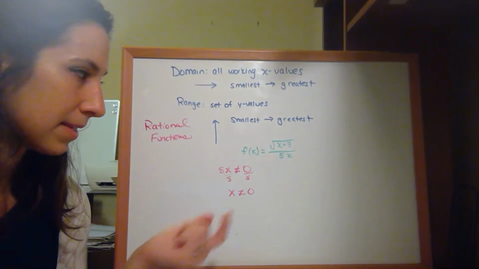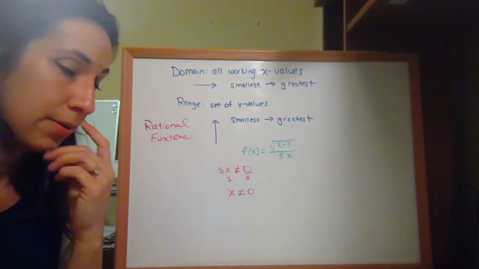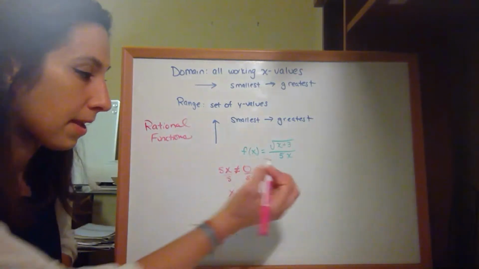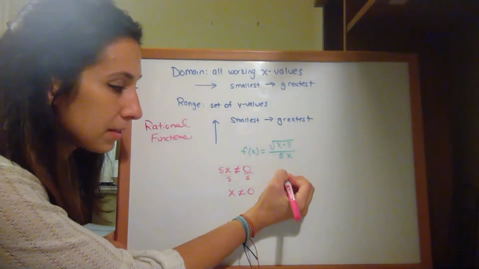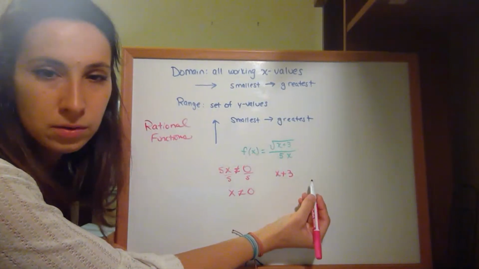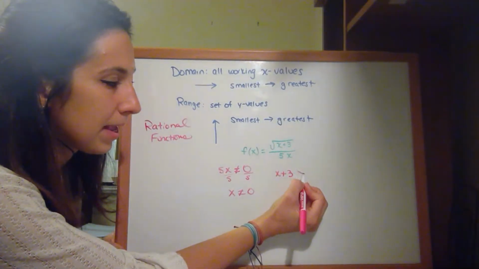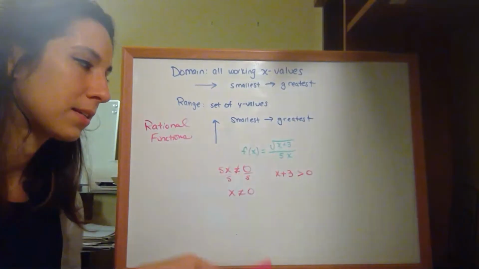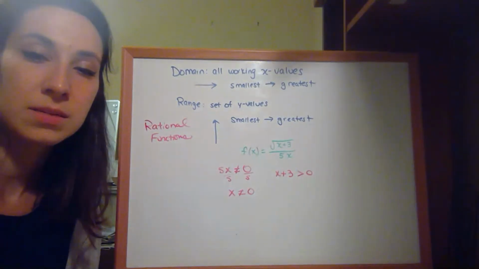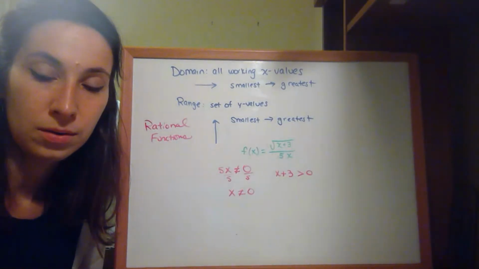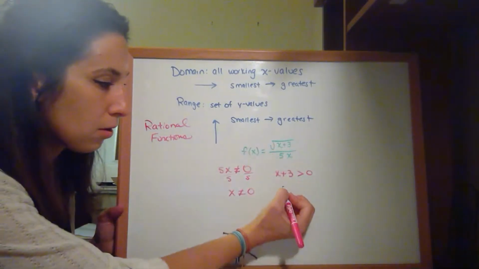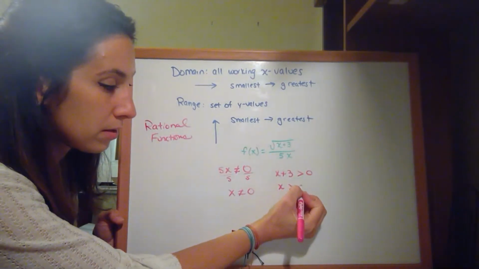The other problem is that we've got this radical. Now it's in the numerator, which means that x plus 3 could equal 0, so that's okay. But it can't be negative, so it has to be greater than or equal to 0. If we solve, we get that x is greater than or equal to negative 3.